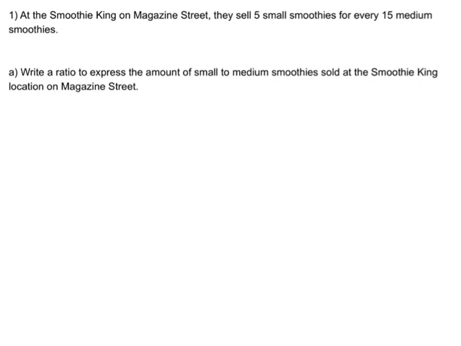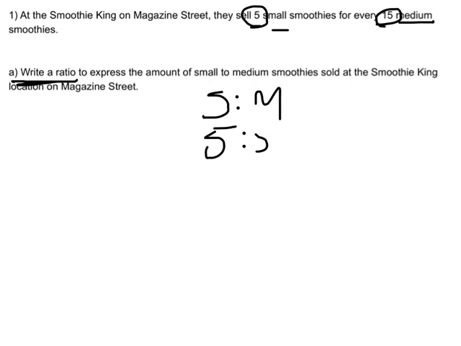At the Smoothie King on Magazine Street, they sell 5 small smoothies for every 15 medium smoothies. First question says, write a ratio to express the amount of small smoothies to medium smoothies sold at the Smoothie King location on Magazine Street. So, let's take a look at that. Let's annotate: we have 5 small, we have 15 medium, and we're asked to write a ratio to express that amount. So we know we're talking about small to medium, and our ratio is 5 to 15.